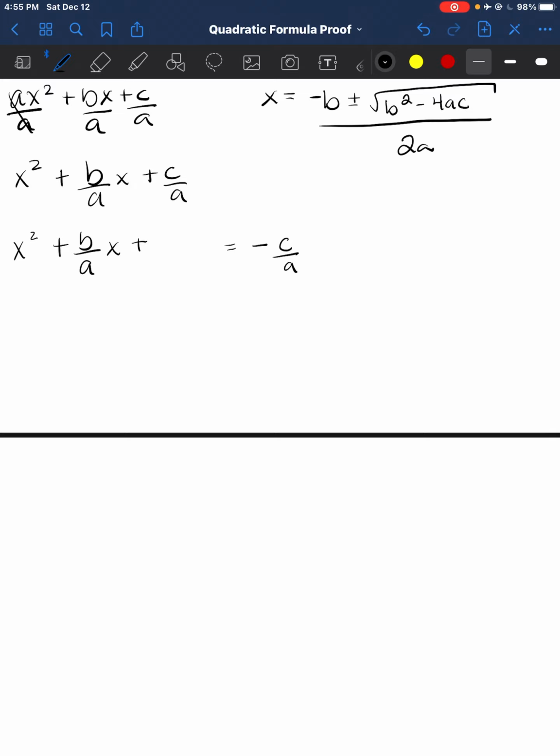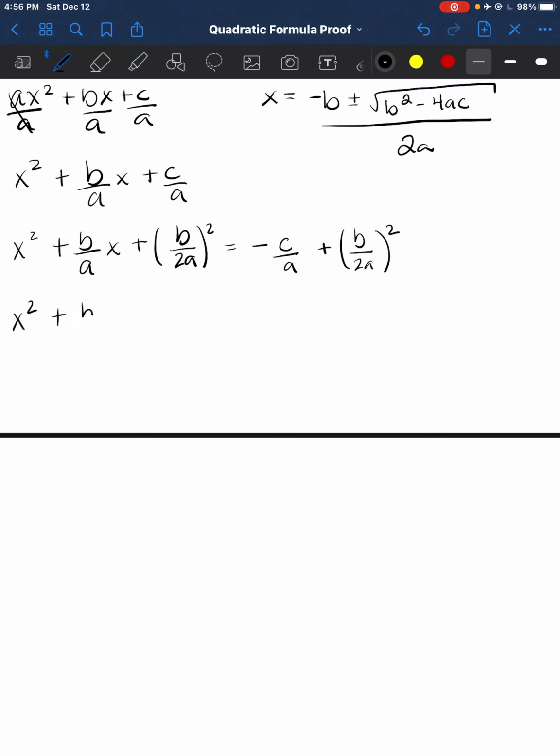Now, to do the complete the square process, we take the middle term, divide it by 2, and square it. And we do it to the other side. Okay? So, once we do that, we just go ahead and simplify.